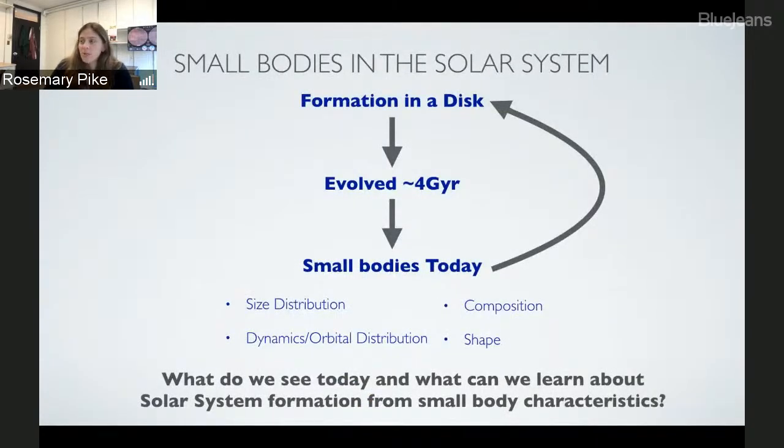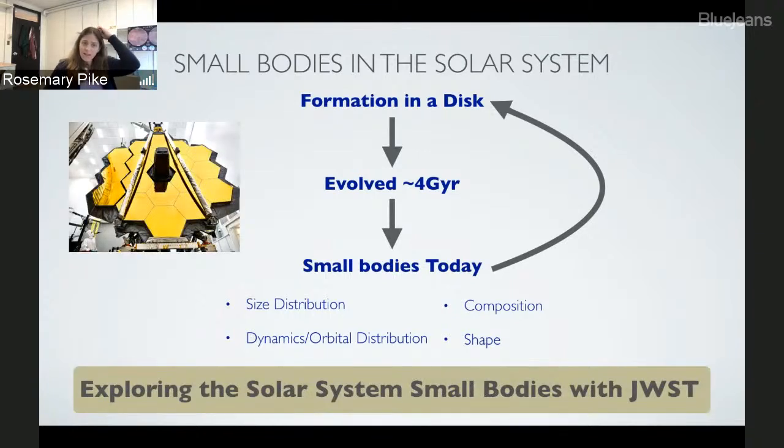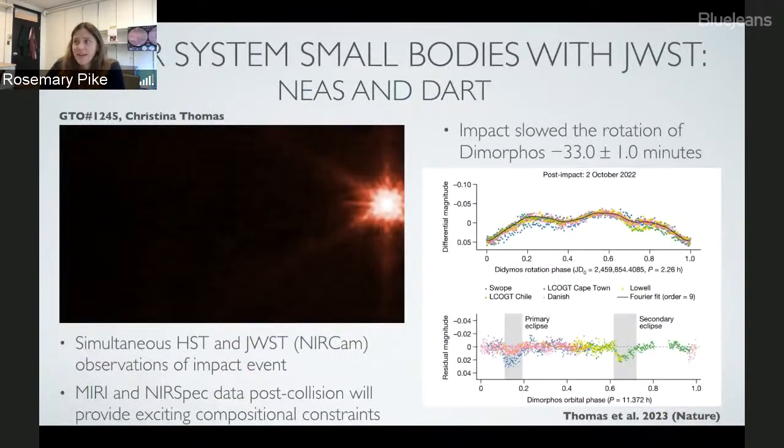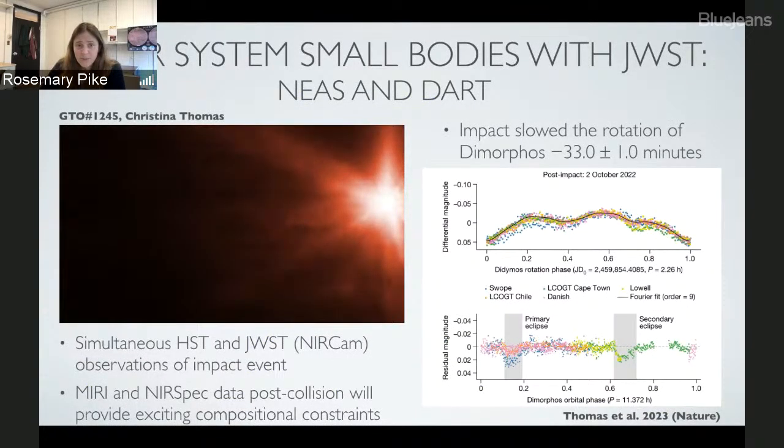So in summary, we're looking at all of these different properties of the small bodies today, and we try to use that to infer the history of the solar system, its formation and evolution. So what do we specifically learn from small bodies using JWST? To start in the inner solar system again, you may have seen some of the press releases related to DART, which was an impactor mission. It was an intentional crash into Dimorphos, a 190-meter asteroid moonlet in a double system with the larger object Didymos. When the impact occurred, we saw a tight plume of material with wisps away from the center.